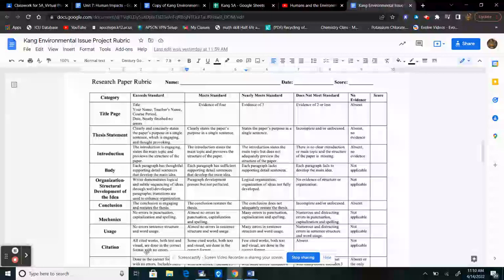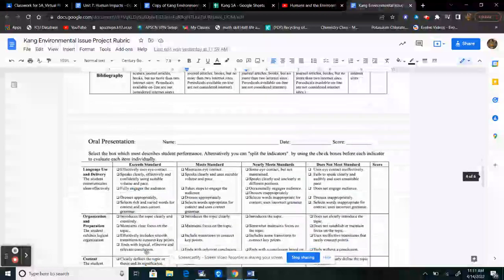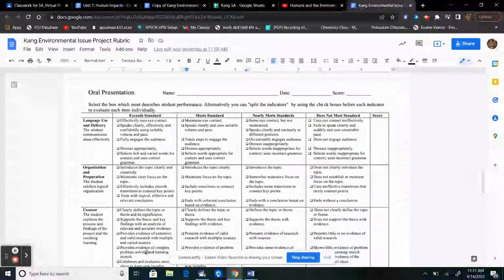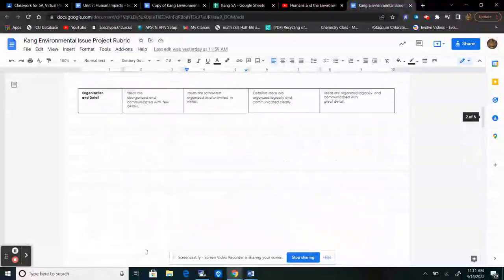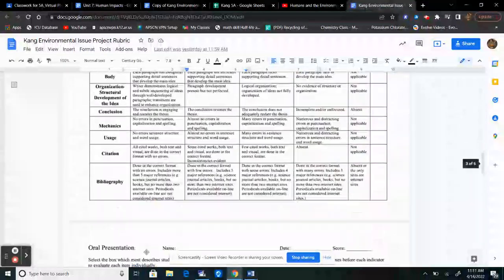This particular research paper, we will go over structure, so there will be recorded lectures going over the structure of your paper, kind of how to make a thesis statement, how to actually organize your paper, how to cite sources. So there will be some lectures that are going over how to put your research paper together. And last but not least, there is an oral presentation.